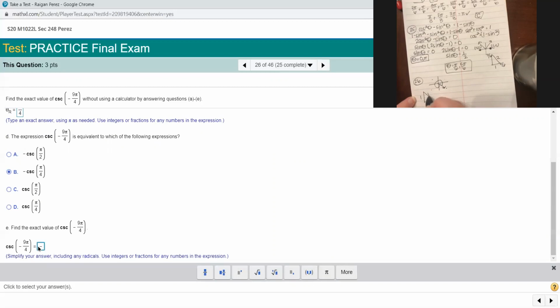Right, so we got 1, 1, square root of 2 for pi over 4. So cosecant of pi over 4 is hypotenuse over opposite. So it's square root of 2 over 1, which is square root of 2. But because it's in quadrant 4, I know my answer is negative. So negative square root of 2.